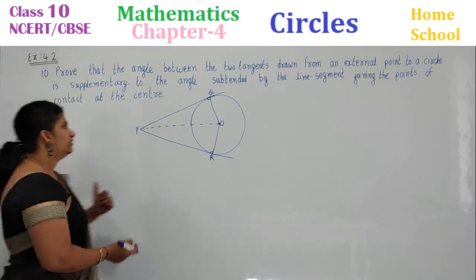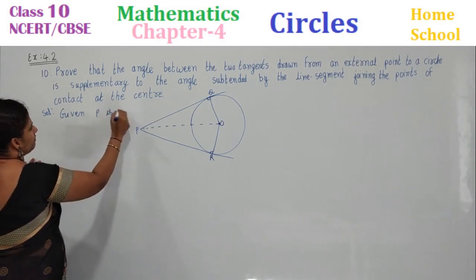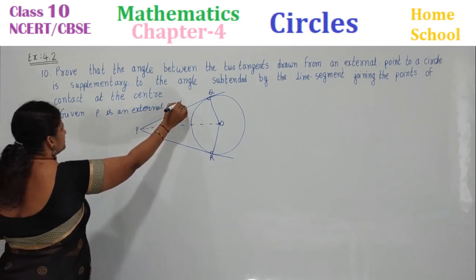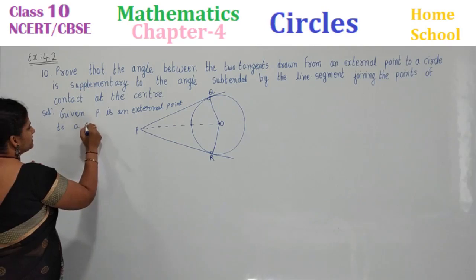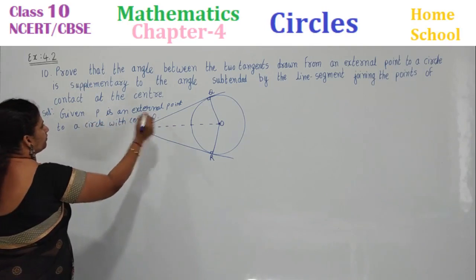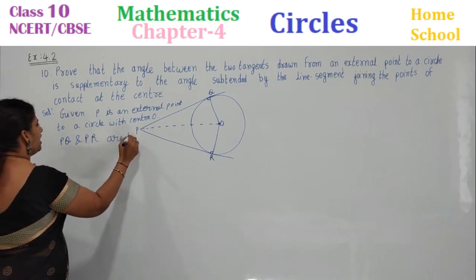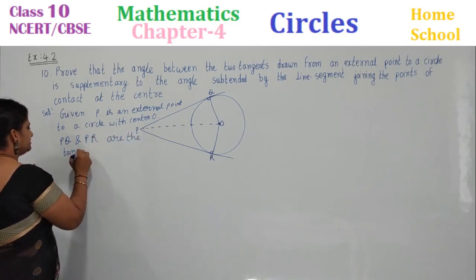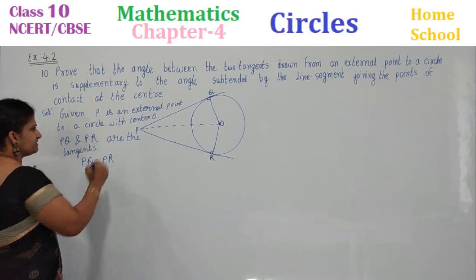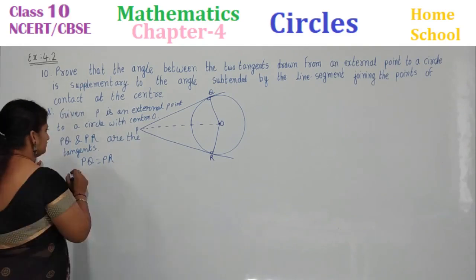Let's start our proof. Given: P is an external point to a circle with center O. PQ and PR are the tangents such that PQ is equal to PR. Tangents drawn from the same external point to a circle are equal.